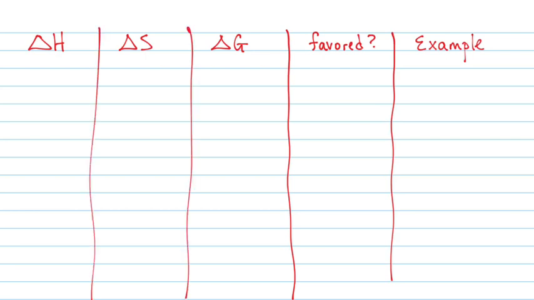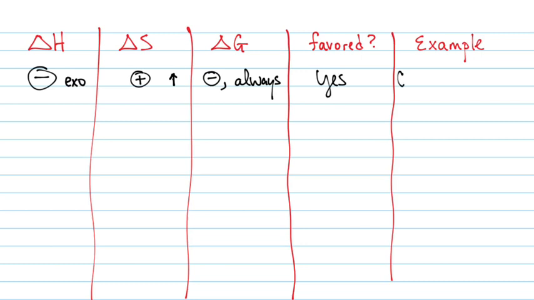All right, so the first option is my favorite: exothermic and an increase in entropy. I'll just put a little arrow up to remind myself that means an increase in entropy. That always has a negative delta G, no matter what the temperature is. So favored, yes. An example of that would be any kind of combustion reaction. I'm going to use one from your biology class, photosynthesis. The other one, respiration.